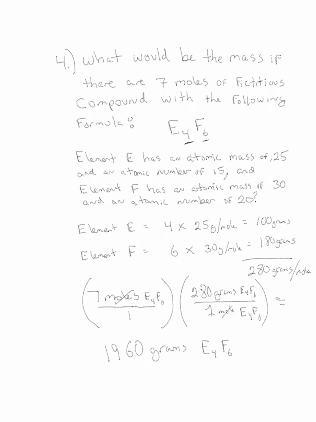So how do we calculate this out? First of all, we need to know the atomic mass of them. So element E has an atomic mass of 25. We said atomic number 15, but we don't need to know this. It's nice to know, but we're not going to use the atomic number in this calculation. Element F has an atomic mass of 30 and an atomic number of 20. Again, we don't need to know the atomic number. It's good to know, but we don't need that.